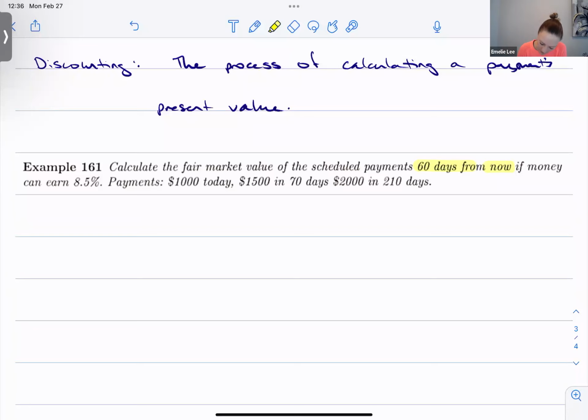And so what I'm going to do here is highlight that those two are going to be ticks. Luckily, there's also a payment today. So today and now are, of course, the same thing, but I'm going to highlight them anyways. And then in 70 days and in 210 days. So this tells me that I need to have 1, 2, not this one because I already counted it, 3, 4 ticks again.